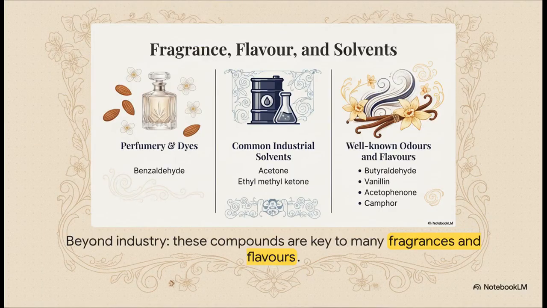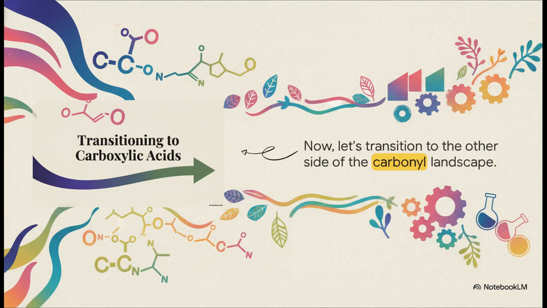But hey, it's not all about super strong glues and industrial chemicals. Aldehydes and ketones are also responsible for so many of the smells and tastes that we know and love. Take benzaldehyde, for instance. It gives off that lovely almond scent, so of course it's used in perfumes. And then you have vanillin. That's the compound that gives vanilla its unmistakable, delicious flavor. So from the glues holding our world together to the scent of a perfume, these guys do it all. Okay, so that's one side of the family down.